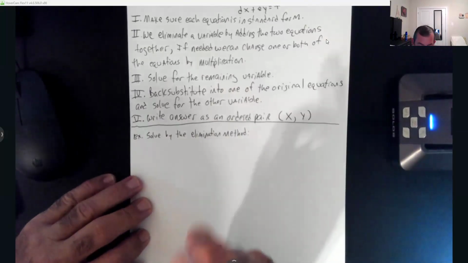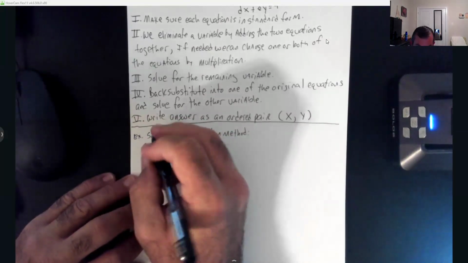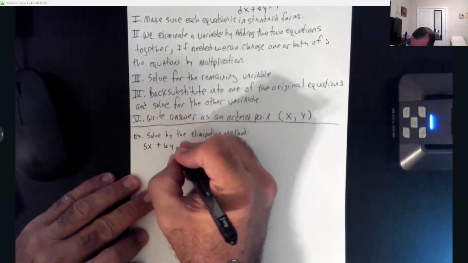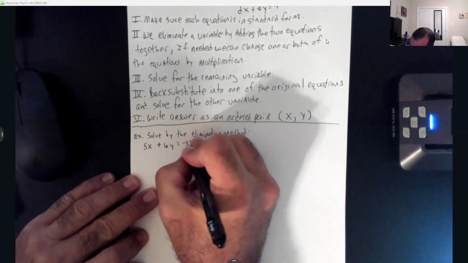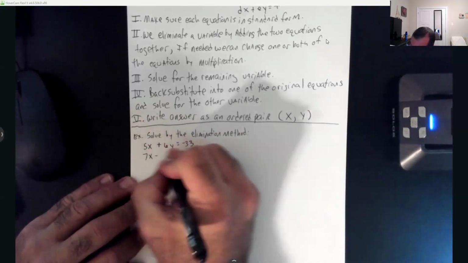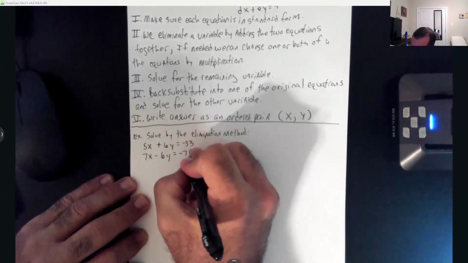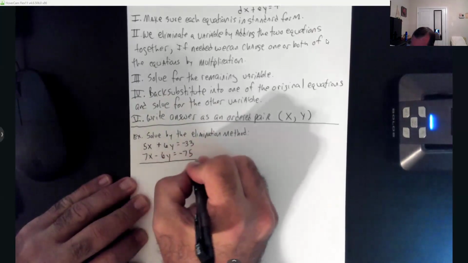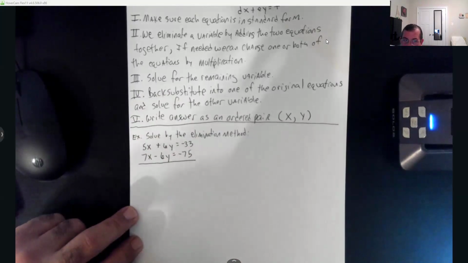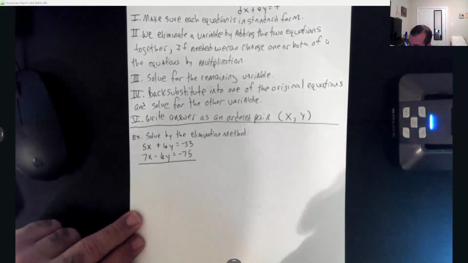All right, y'all. So for my first equation, they're giving me 5x plus 6y equals negative 33. My second equation is 7x minus 6y equals negative 75. So they're going to start out mellow and then they'll turn up the heat as we go through. So your first thing, you got to look for one of the variables to eliminate.